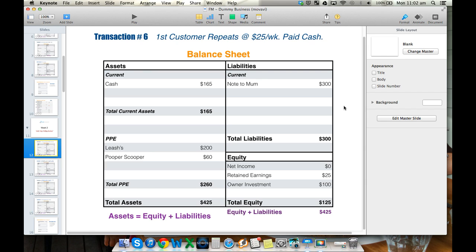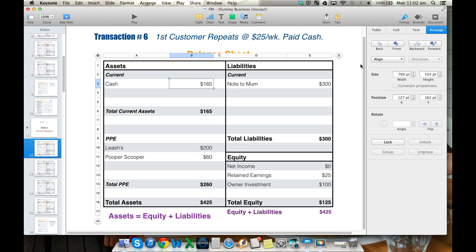Okay, so let's take a look. So $25 a week, paid cash. So there's a bit of a clue for you. It is a cash payment, so our cash goes up by $25. So it's going to be $190. And now our total assets is $450, and our equity plus liabilities is only $425. So we know something on this side needs to go up by $25. And as you may have guessed, it is the net income, because Sally's made $25 this week.